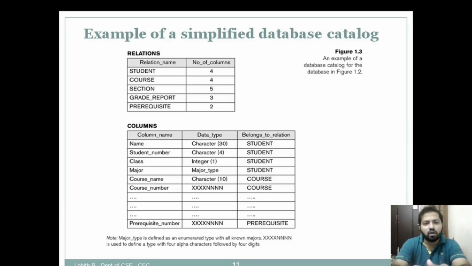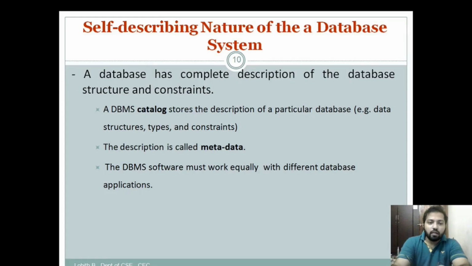Look at this. This is called metadata, where it describes a database completely. In the first block, you can see the relations. It shows the number of relations available and the number of columns. And in the second table, it shows column name, data type, and then which relation it belongs to. All the information is available in the metadata. A DBMS catalog stores the description of a particular database, for example, data structures, types, and constraints. So this description is called metadata.